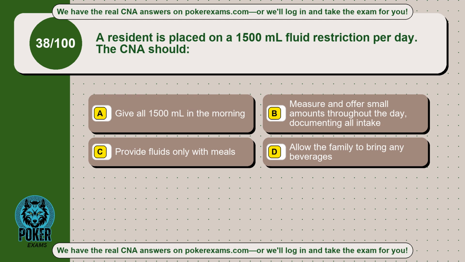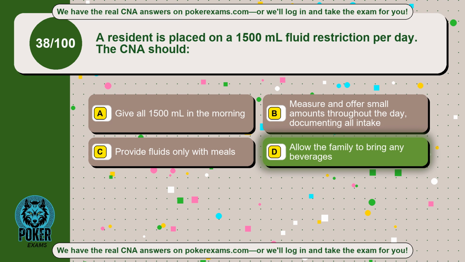Question 38. A resident is placed on a 1,500 ml fluid restriction per day. The CNA should: Option A. Give all 1,500 ml in the morning. Option B. Measure and offer small amounts throughout the day, documenting all intake. Option C. Provide fluids only with meals. Option D. Allow the family to bring any beverages.